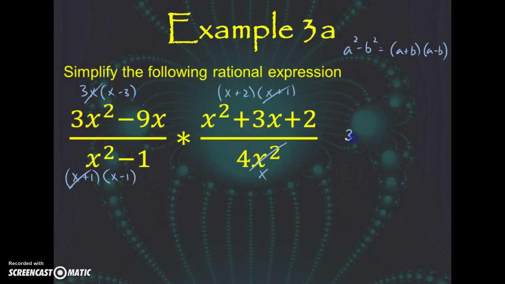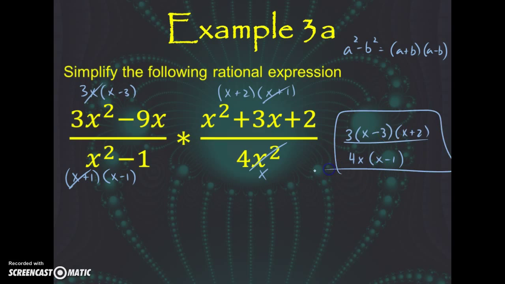My final answer ends up being 3 times (x minus 3) times (x plus 2), all over 4x times (x minus 1). As far as I'm concerned, that's the best answer. Some people just feel obligated to FOIL this together and distribute a 3 in, but why? What's nice about the factored answer is if I missed a factor somewhere along the way, it's staring me in the face. If it's all multiplied together, I'm not even going to notice that.